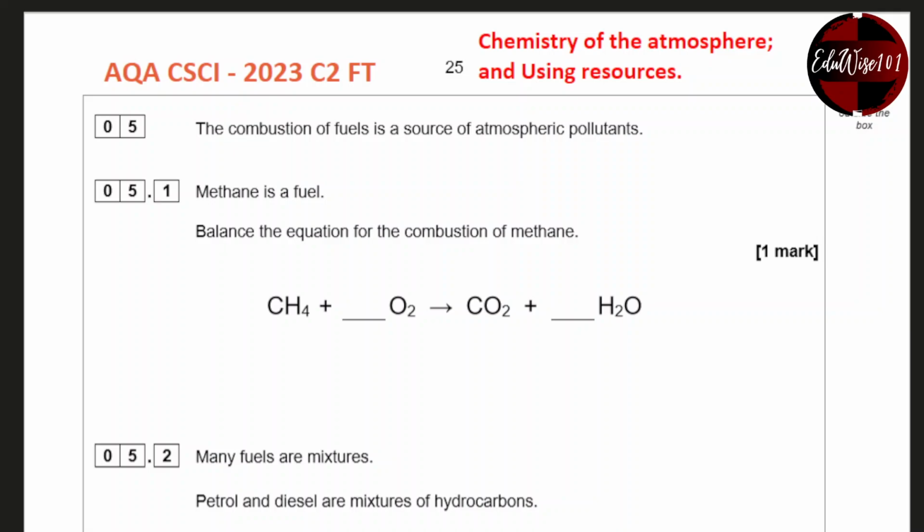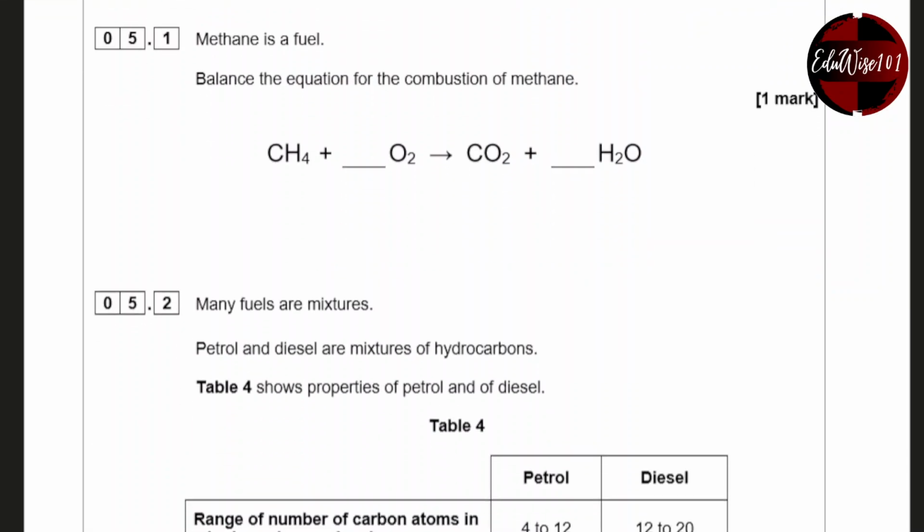In this video, I'm going to go through the AQA Combined Science Chemistry Paper 2 Foundation Tier. Question number 5 is on the topic of chemistry of the atmosphere and using resources. The combustion of fuels is a source of atmospheric pollutants. Methane is a fuel. Balance the equation for the combustion of methane.